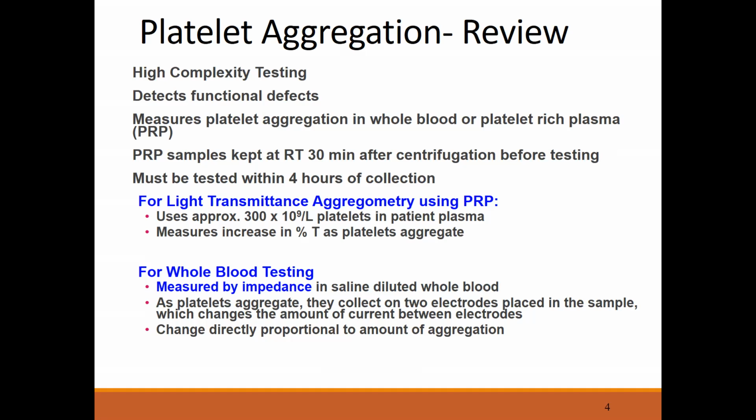You can also use whole blood for aggregometry testing. When you use whole blood, you're using the impedance methodology. So you take your whole blood sample and you dilute that in saline, and as the platelets form aggregates in the instrumentation, they collect on the two electrodes that are placed in the sample, and it changes the amount of current between the electrodes. So the change is directly proportional to the amount of aggregation that is occurring in the sample.